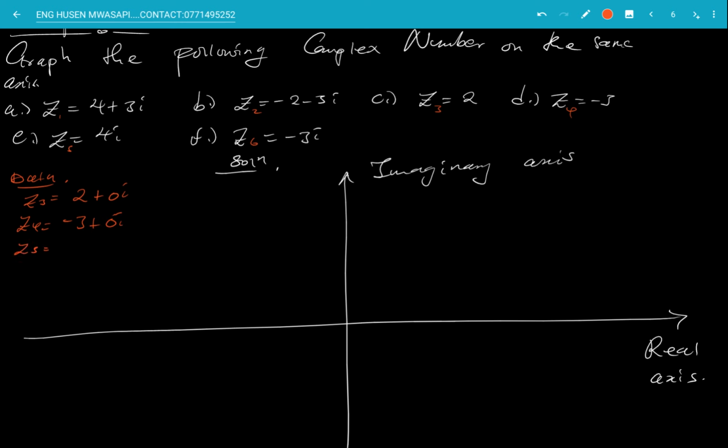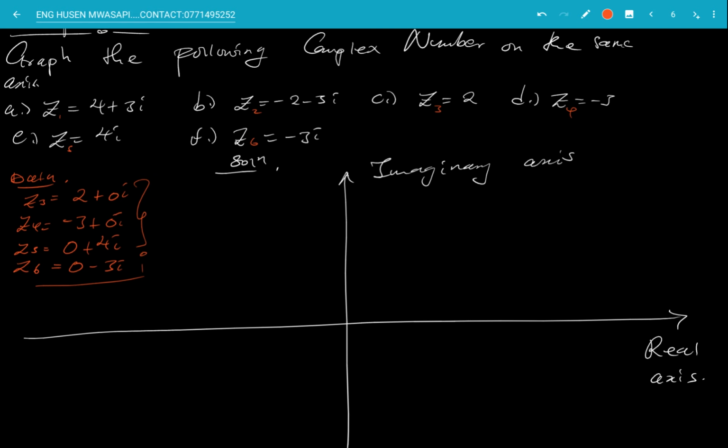Z5 has no real part, but it has an imaginary part. So introduce a real part. So we say 0 plus 4i. Then Z6 has no real part, but has an imaginary part. So we say 0 minus 3i. Just like that. So we use this information to plot these complex numbers.